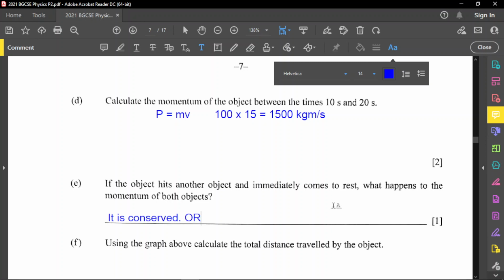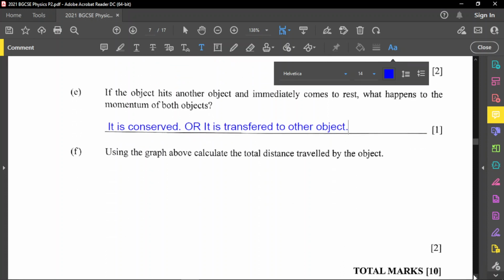All right, or it is transferred to the other object. All right, so that's what happened to the momentum. So it's gaining momentum for the object that this object collides with. But last part of this question is, using the graph above, calculate the total distance traveled by the object.